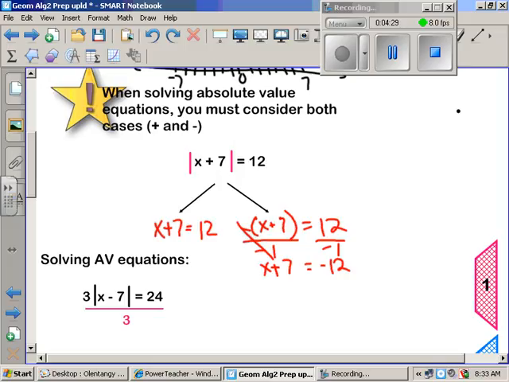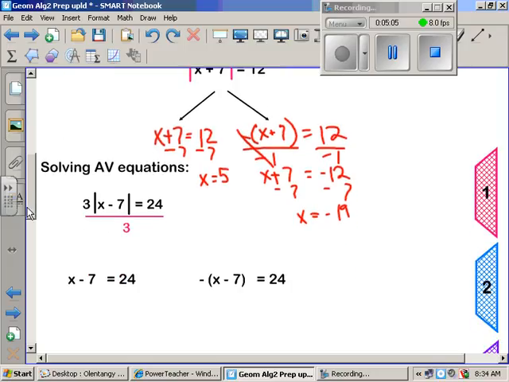Without solving it out, could we just assume that there would have to be a positive and a negative answer? Yes. Every single one of these is going to give me 2 answers. I'm going to subtract 7 here, and so x can be 5, right? And then I'm going to subtract 7 here, and x can be negative 19. So those 2 are the 2 possible values of x.